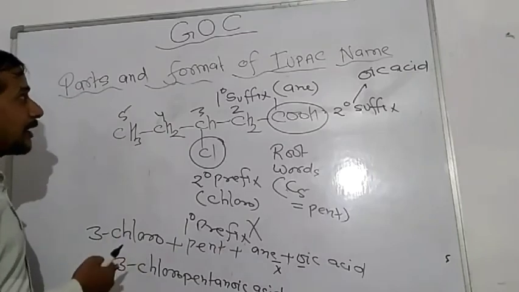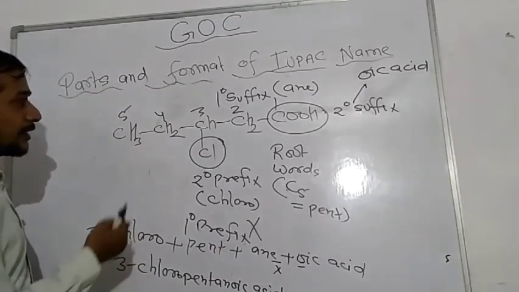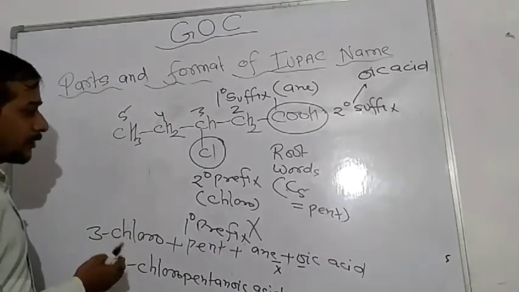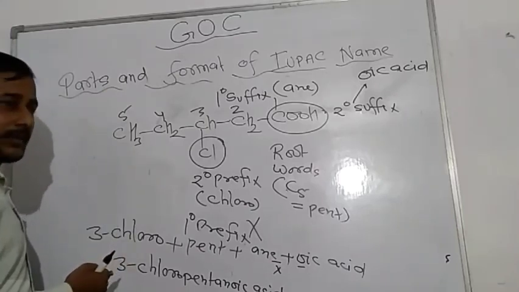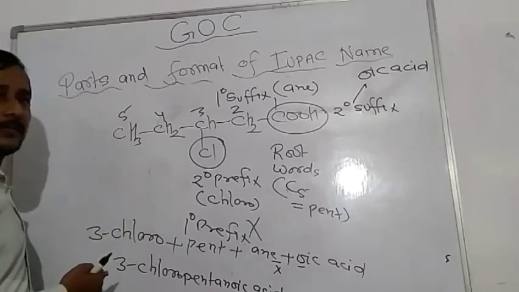So this is an example of an organic compound, and I told you how to write the name of this organic compound according to the parts and format of IUPAC nomenclature.